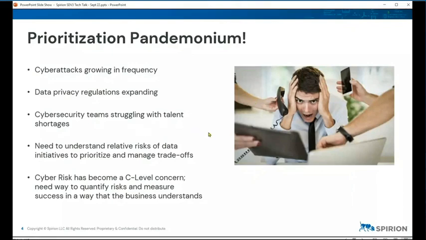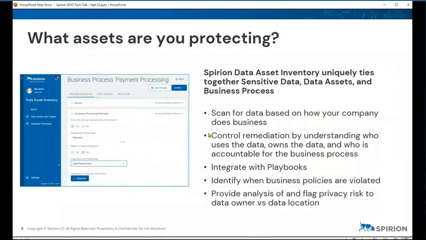However, what assets are you protecting? Spirion is very good at doing data discovery and classification. This is known. However, what we have added and what we're starting with here today is our data asset inventory. It solves a unique problem of putting sensitive data, data assets, and business process in the same view. A lot of organizations today will do this ad hoc, looking at it through, say, a spreadsheet or some other manual method.